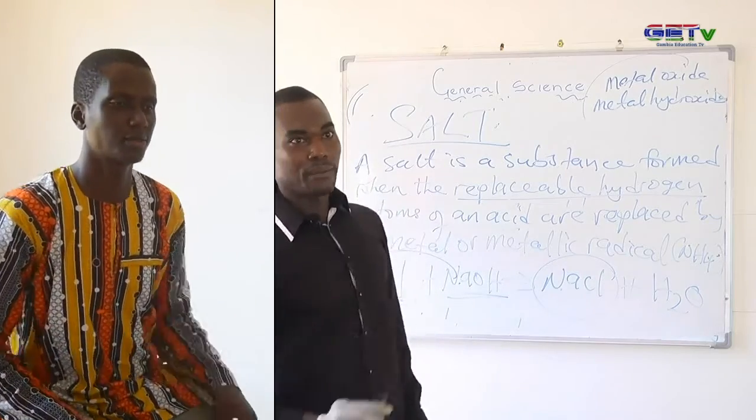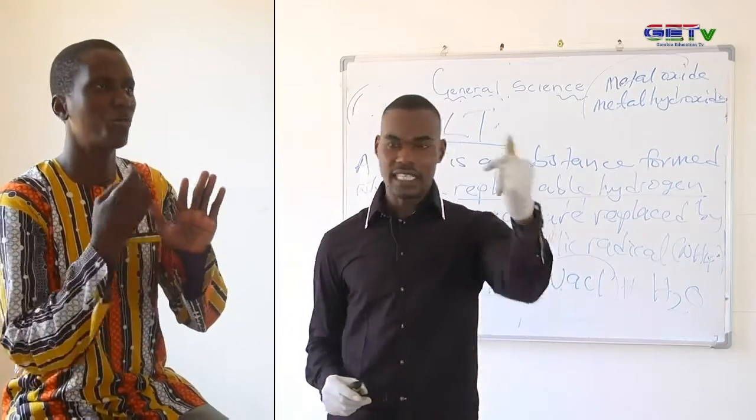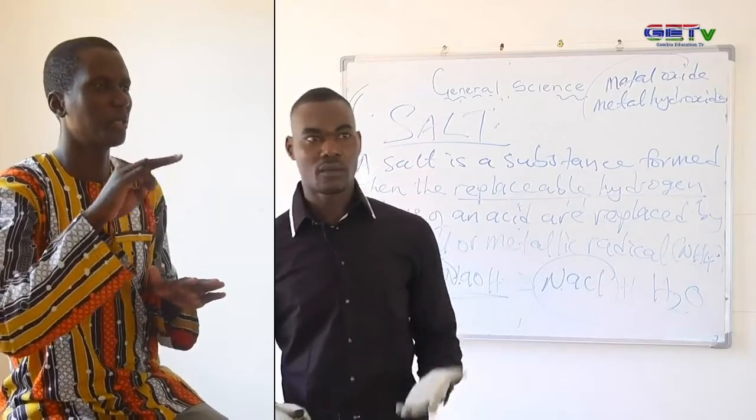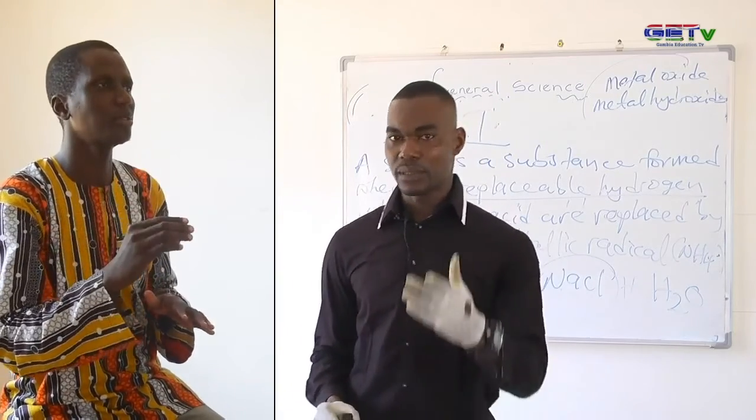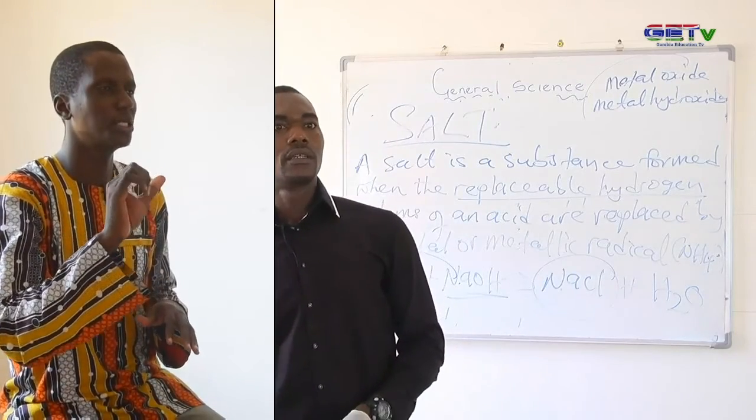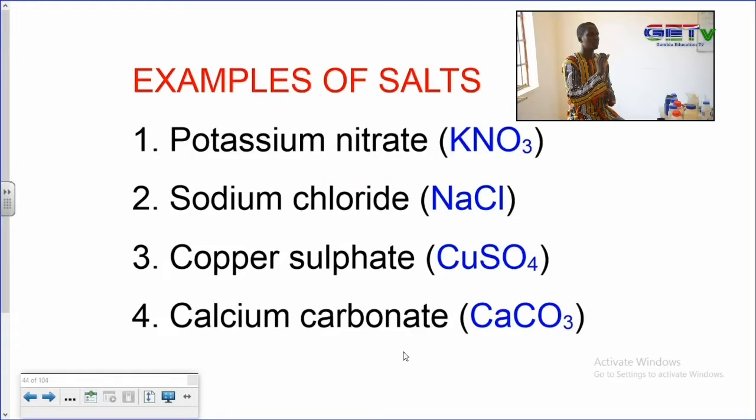Now we look at examples of salts. All these examples here are salts. One is potassium nitrate. The formula is KNO3, potassium nitrate. The second one is sodium chloride, NaCl. That's the most common one we use at home because it's not poisonous for us. We can consume it without harming us to some extent. Copper sulfate, CuSO4, is a salt. Calcium carbonate is a salt, CaCO3.